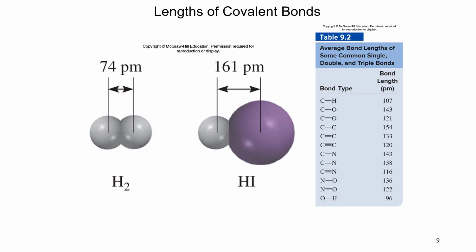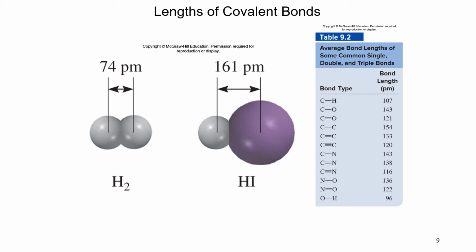This slide allows us to, of course, picometers are quite small, so it's a blow up, but shows us how bond lengths are measured. Essentially, it is the distance between the nuclei of 2 adjacent atoms. Okay, so in H2, bond length is 74 picometers, whereas in HI, it is 161 picometers.